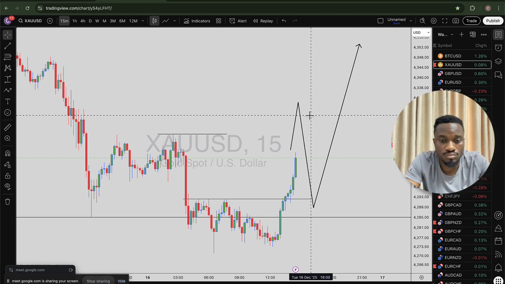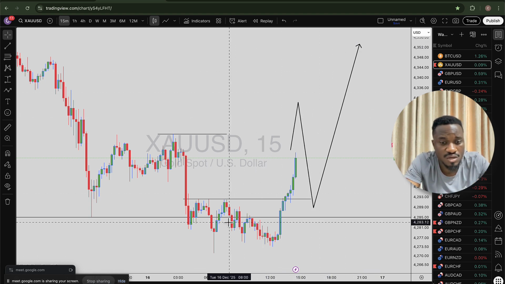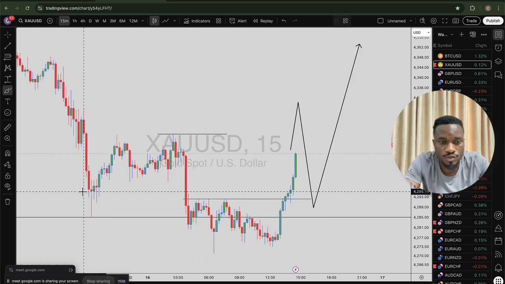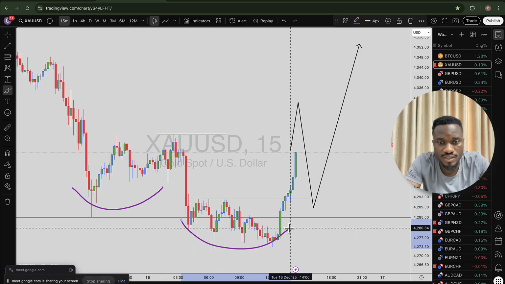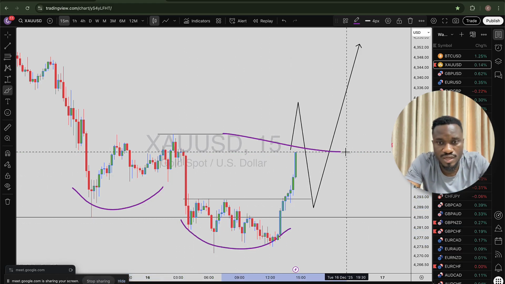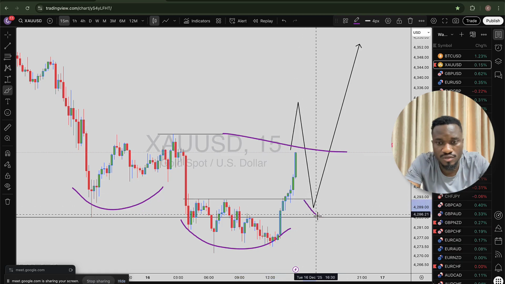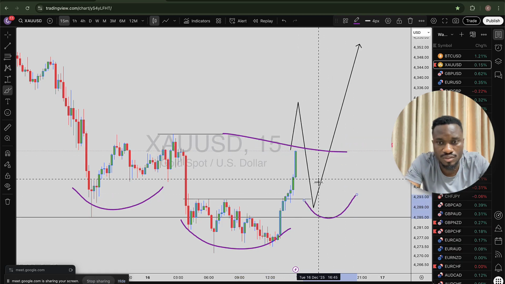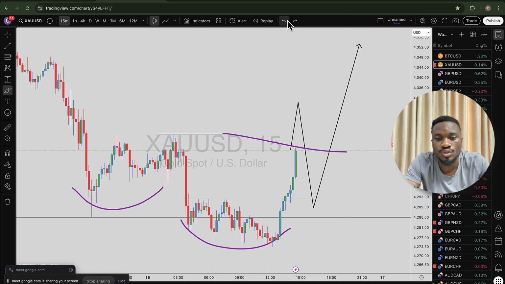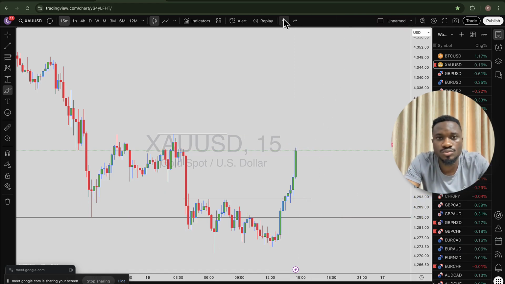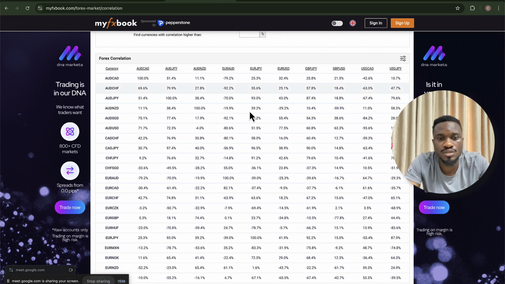So that is good. And if you can see something like that, have you seen it, a head and shoulder? Yes, sir. So we're going to have something like a right shoulder, an inverted head, and maybe another shoulder right here. Then we continue the way up. So that is possible. Now, what we would want to do today is currency correlation.